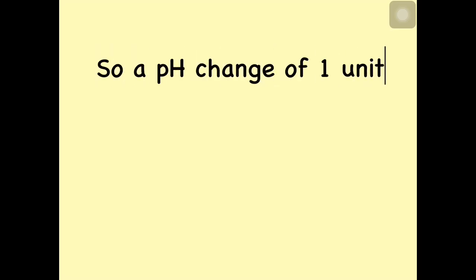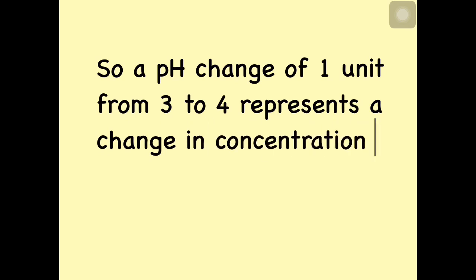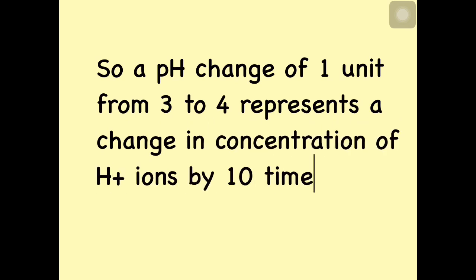So a pH change of 1 unit from 3 to 4 represents a change in concentration of H plus ions by 10 times. In fact, the pH change from 3 to 4 indicates a decrease in the concentration of H plus ions by 10 times, whereas the pH change from 4 to 3 would represent an increase in the concentration of H plus ions by 10 times. This is obviously because pH is a logarithmic scale.